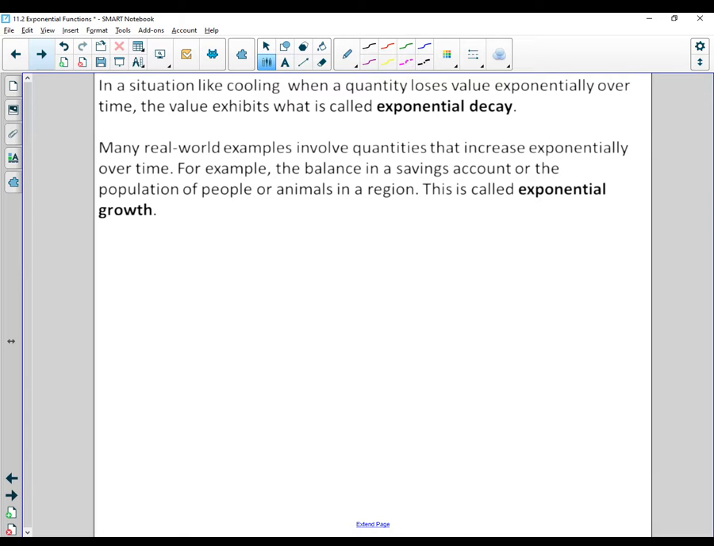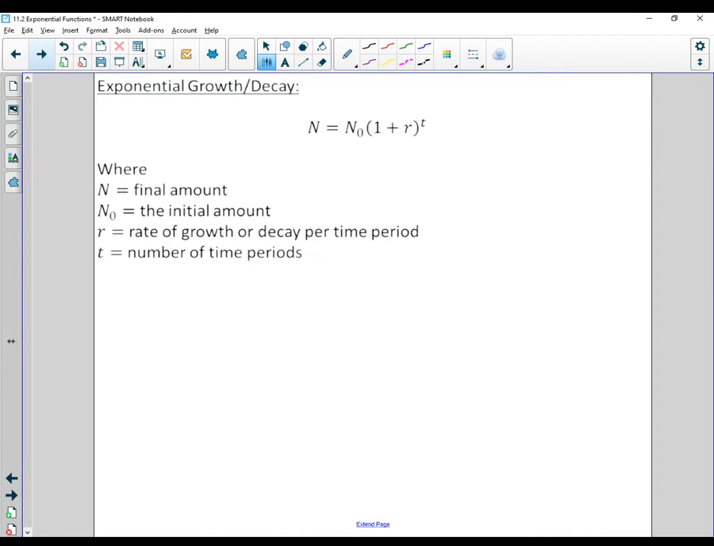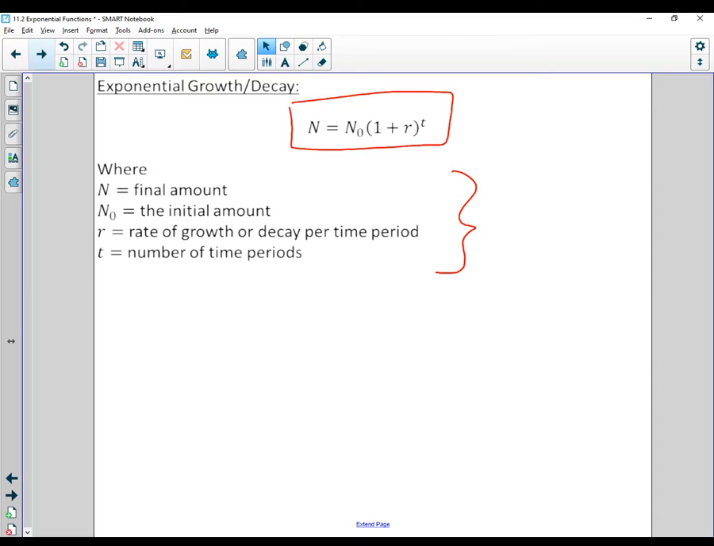Many real-world examples involve quantities that increase exponentially over time. For example, the balance in a savings account, or the population of people or animals in a region. This is called exponential growth when it goes up. For those note takers, I'll give you time to write that down.